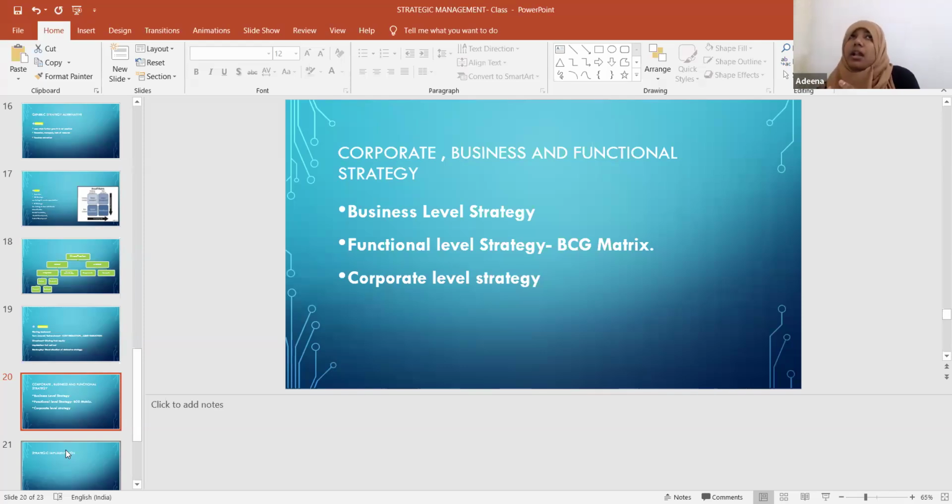For example, if an organization changes its policies or sets strategies for its employees, that is business level strategy, to continue with their business objectives. That is the bottom level strategy the organization undertakes. Then the second level is functional level.